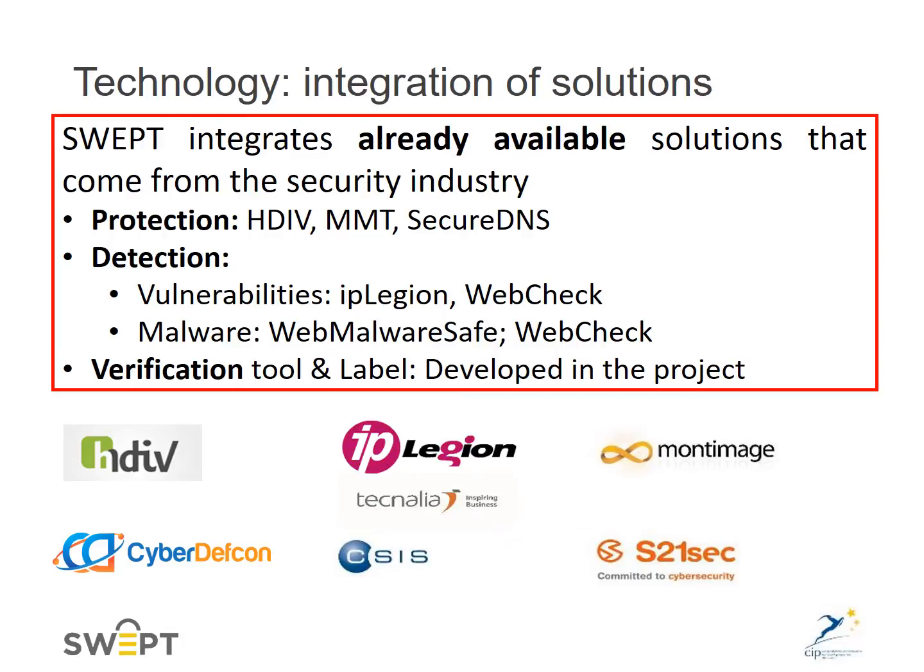The protection and detection services use existing commercial solutions from SWEPT partners. These solutions are combined into the project to produce unified results. These tools are HDiv, MMT, Secure DNS, IP Legion, WebCheck, Web Malware Safe. We'll explain more about those later. The verification tool is developed purely within the project itself.